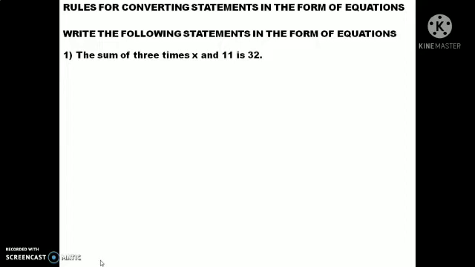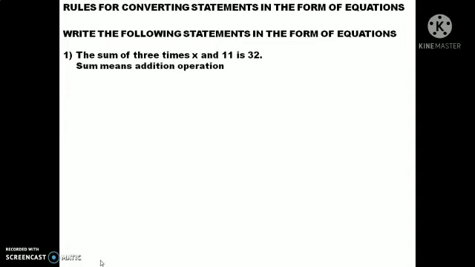Here comes your first question. The sum of 3 times x and 11 is 32. This is how you read the question. Now I'll show you how to read the question part by part. The sum of 3 times x and 11 is 32. You have to convert each word to mathematical equation.